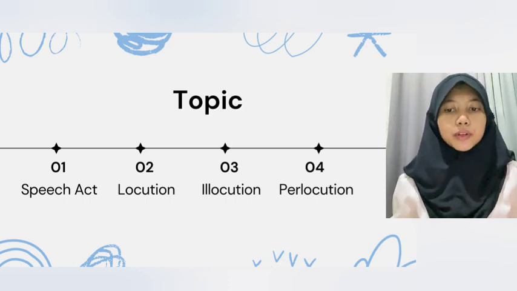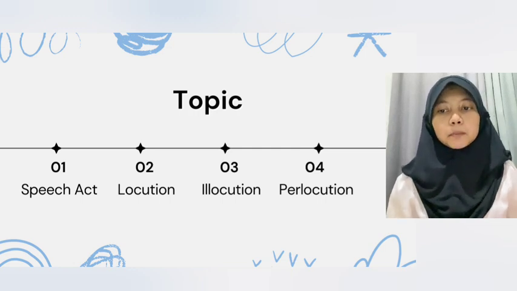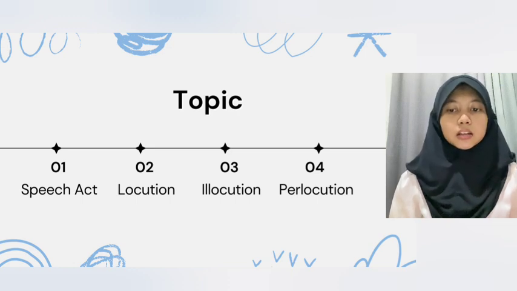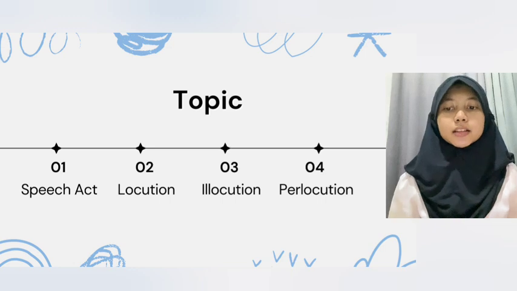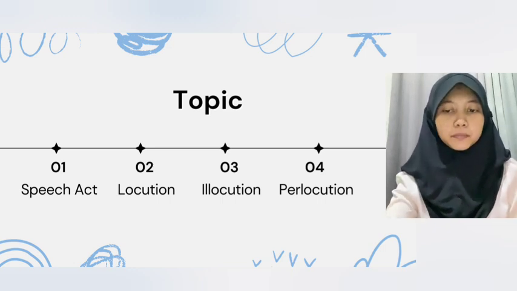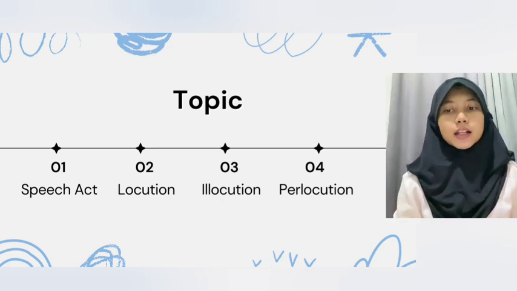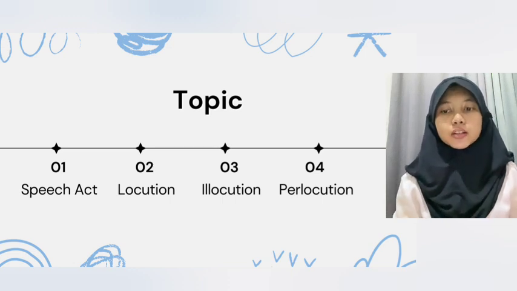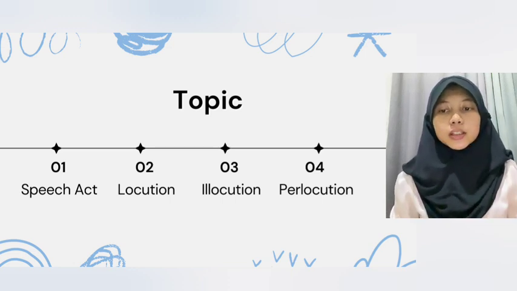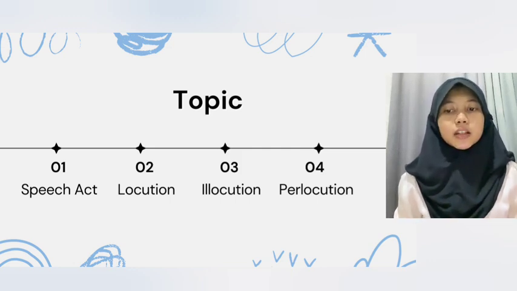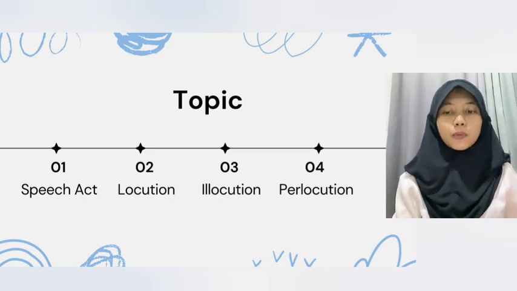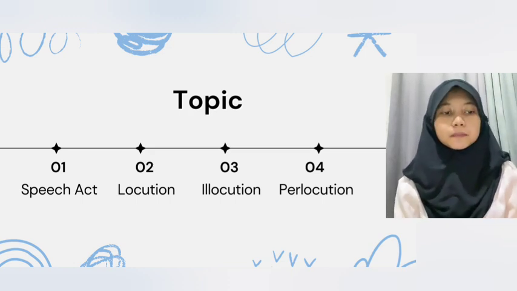Illocutionary acts. These convey the speaker's intention behind the utterance. For example, when someone says, "Can you pass the salt?" the illocutionary act is a request, not just a question about the listener's ability. And perlocutionary acts. This refers to the effects or response that the utterance has on the listener. For instance, if the listener passes the salt after the request, that is the perlocutionary effect of the illocutionary act.